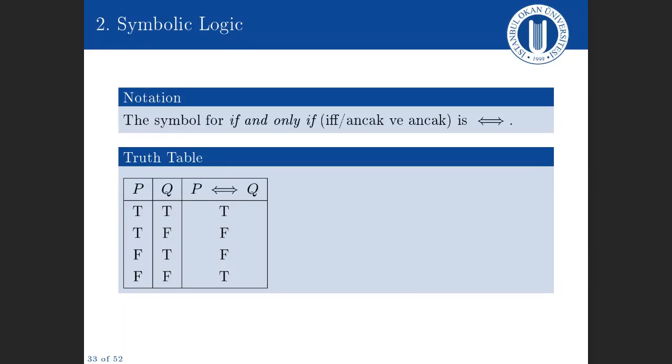The symbol for if and only if is this double-ended double arrow. And this means P and Q are the same. So if P and Q are both true, then this is true. If P and Q are both false, then P if and only if Q is true, because they're the same. If they're different, then P if and only if Q is false.